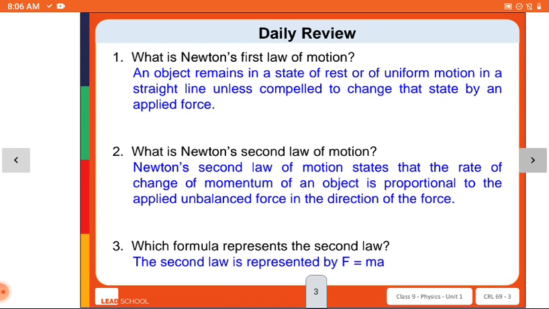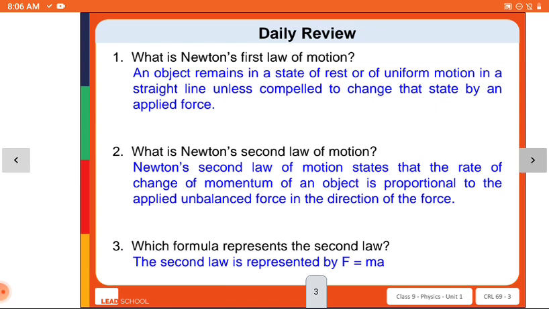We know that an object remains in the same state unless we apply a force to compel it to change its state. So you have to write the definition in your own words. That is, whenever we do not apply any external force on an object, the position remains the same. So that is Newton's first law.